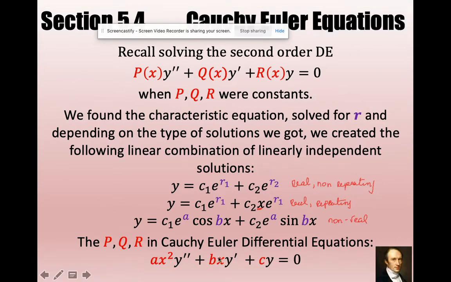So the P, Q, and R of Cauchy Euler's looks like this, right? Where capital P is ax squared, and the power on x matches the order of the derivative. The Q is bx, and the power on x matches the order of the derivative. And the R is the constant in front of y with the 0 derivative.